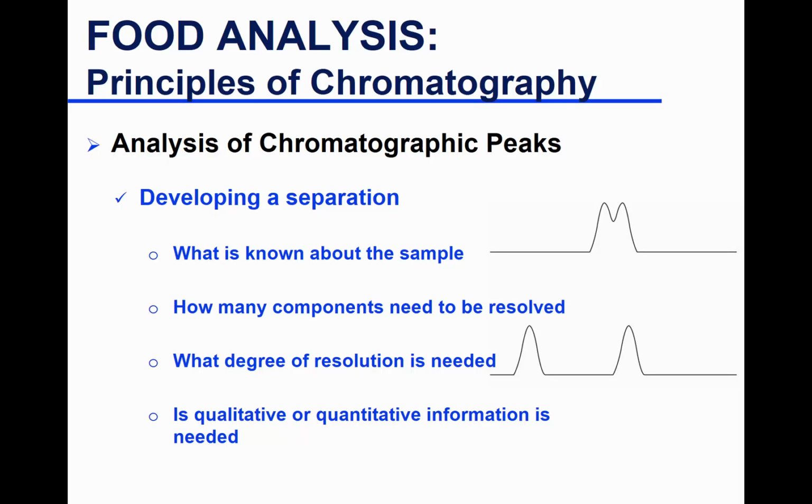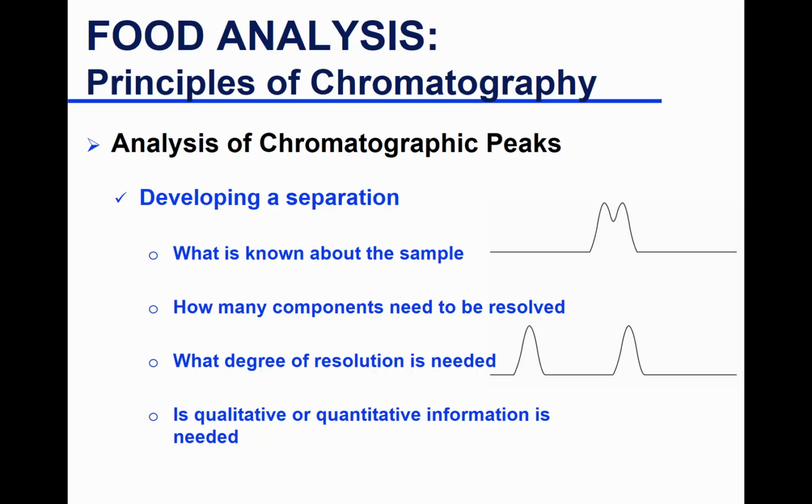Once you are running a sample, you want to know certain things about the samples. Before you actually start running them, you want to know what's in my samples in terms of components. Do I have a group of ions? Do I have a group of phenolics? Do I have a group of large molecules and small molecules? What do I know about the sample and its constituents? That's the first thing you want to know. And then, how many components are we resolving?